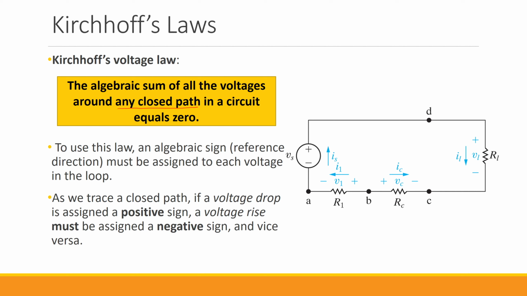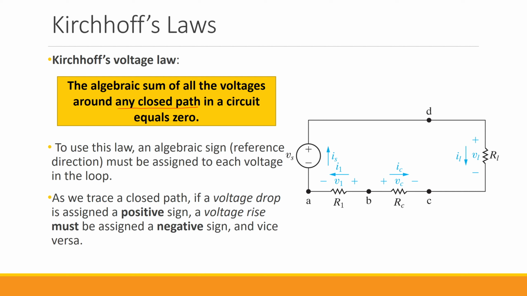For the Kirchhoff's current law, it was at any node, right? So no matter what is the node, where is the node in the circuit, no matter how many lines are connected at that specific node, any node has the algebraic sum of all the currents equal to 0. The same is true for the Kirchhoff's voltage law.